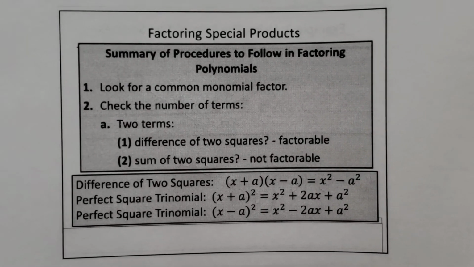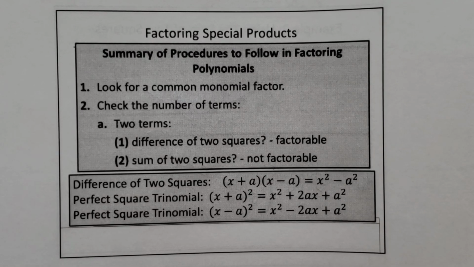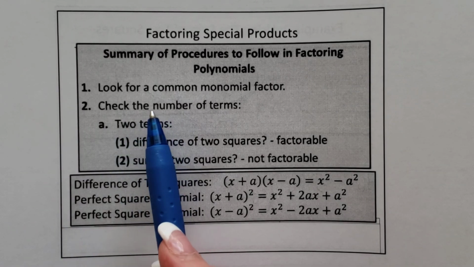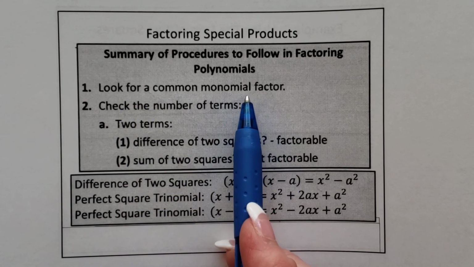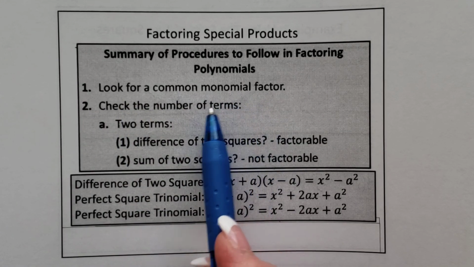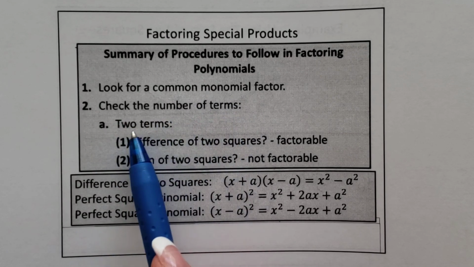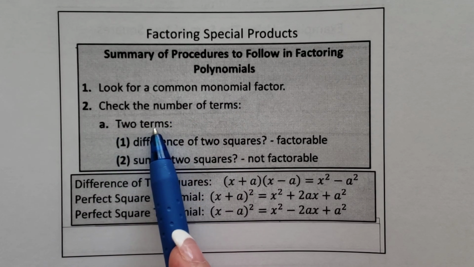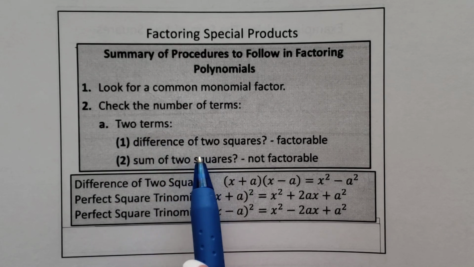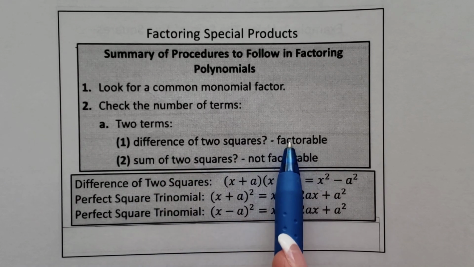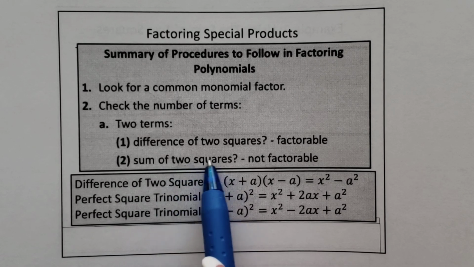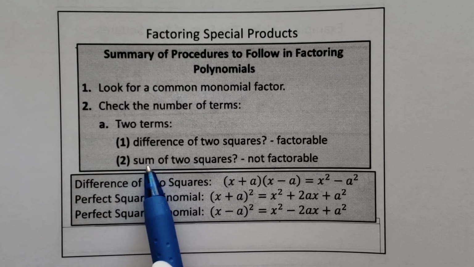All right, so let's look at a few procedures. When we're factoring binomials or trinomials, we're always looking for a common factor we can pull out, divide everything by the same factor. Then you're going to check the number of terms. If you have two terms, you want to see, okay, are those two perfect squares, and is there a minus sign between them? If you have two perfect squares with a minus sign in between them, it is factorable. If you have two perfect squares with an addition sign between them, it's not factorable.